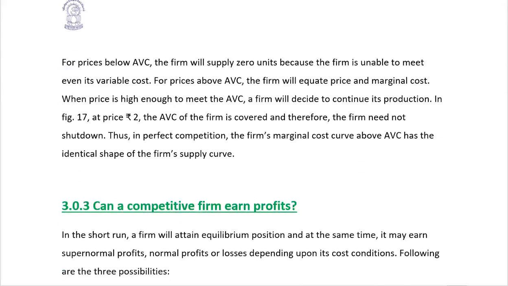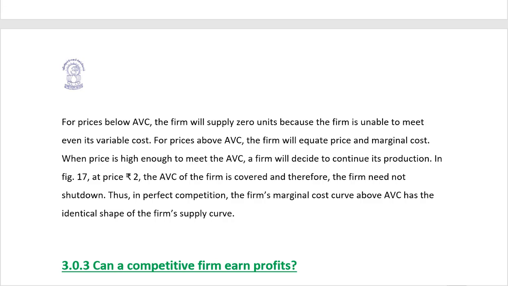I believe you understood till here. Let us continue. For price below average variable cost, the firm will supply 0 units. Why? Because the firm is unable to meet even its variable cost. So if the price is below the average variable cost, where the firm is not able to cover its variable cost, the firm should not be ready to supply the goods. For prices above average variable cost, the firm will equate price and marginal cost. When price is high enough to meet average variable cost, the firm will decide to continue its production.